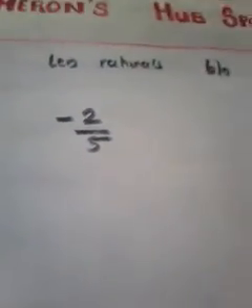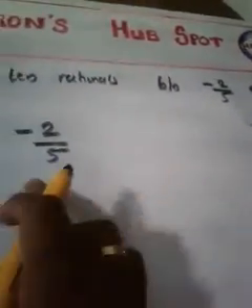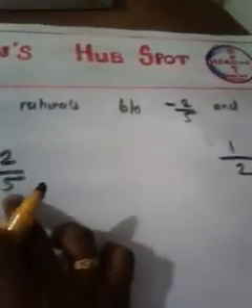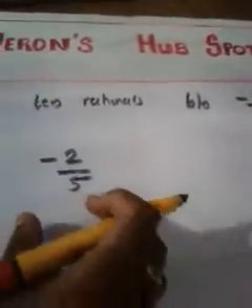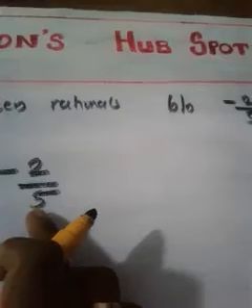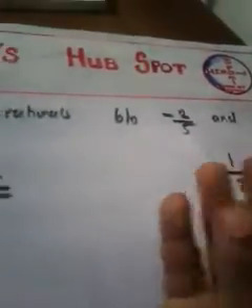Let's see, the denominators are not the same, isn't it? Since we have to find 10 rational numbers, you have to think about a little big common multiple of 5 and 2. As I told you, we have to make the denominators the same. That is the process. In order to make the denominators the same, we have to think about the common multiple of 5 and 2. Many common multiples are there for 5 and 2, but we have to choose a little big common multiple.